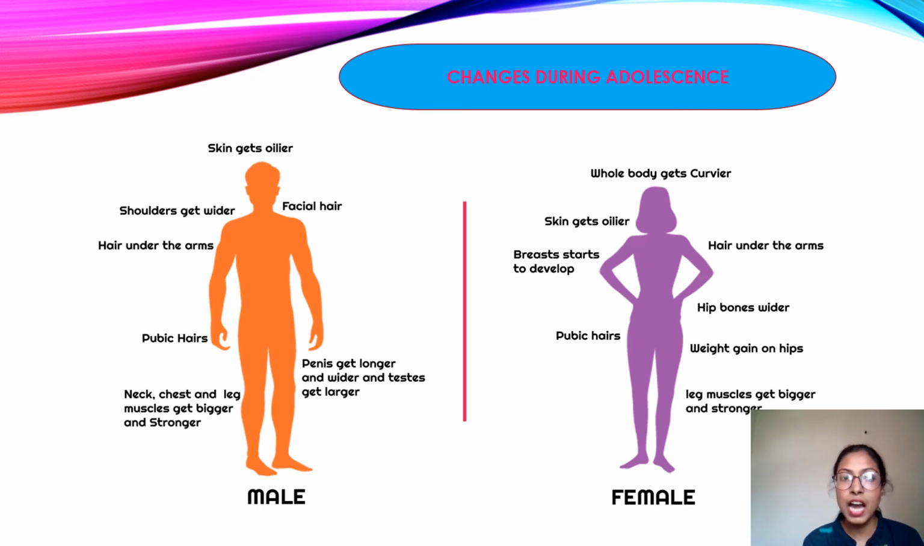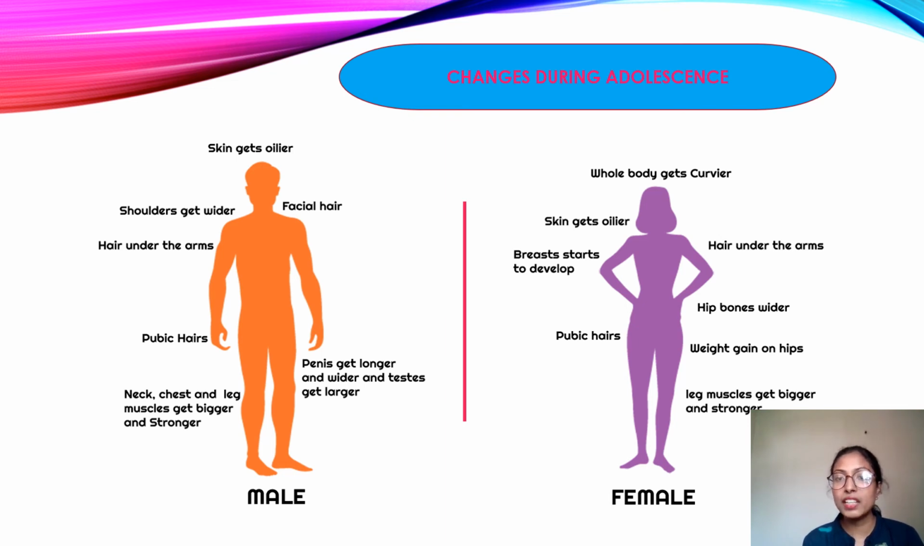Then there is the formation of hair under the arms. Then pubic hair, in the genital portions, also starts growing. Then the penis gets longer and wider and the testes get larger. When reproduction has to take place, the penis, which is the male reproductive part of a human being, gets wider and the testes get larger. The testes get larger because the production of sperm starts there.